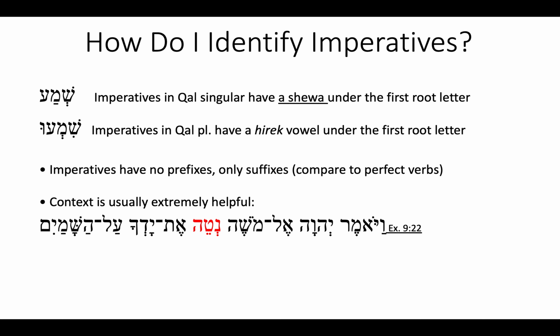This is from the plague narratives. I don't remember which plague specifically. But we have, in essence, a Vayomer, Yahweh speaking to somebody, and then the very first word is a verbal form, and we're not really surprised to see that as a command. It just comes very naturally from the setting of the narrative here.